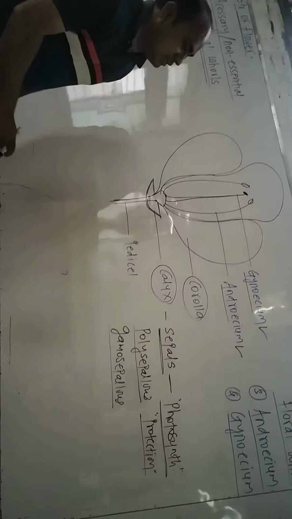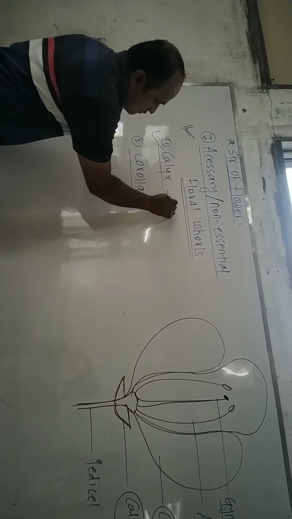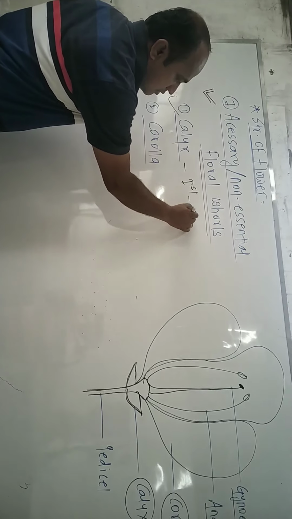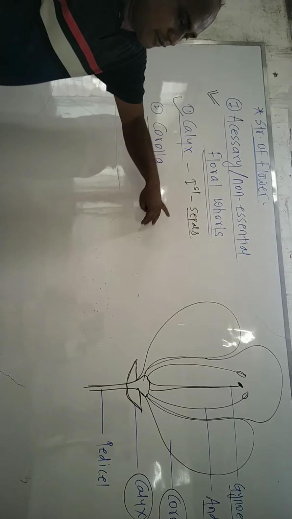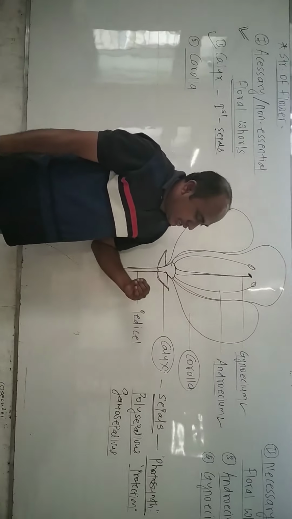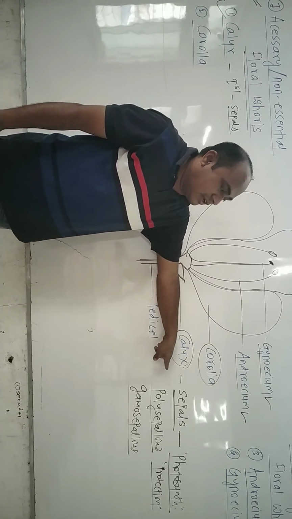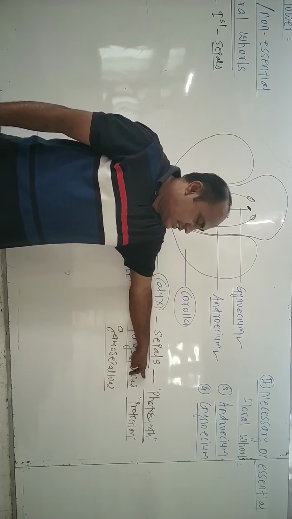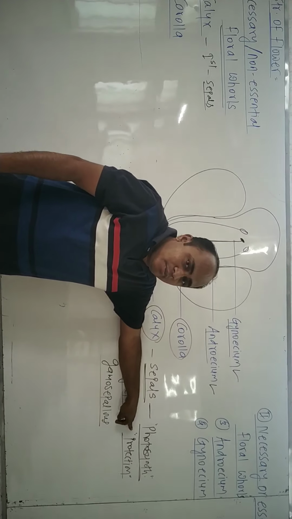So first of all, that is the calyx. The calyx is called the first floral whorl of the flower. The individual member of the calyx is called sepals. If the sepals are free from each other, they are called polysepalous. If they are united, they are called gamosepalous. These sepals are green in color, so they help in photosynthesis. The first function is photosynthesis, and second, they protect the flower in bud condition, that is, they help in protection.